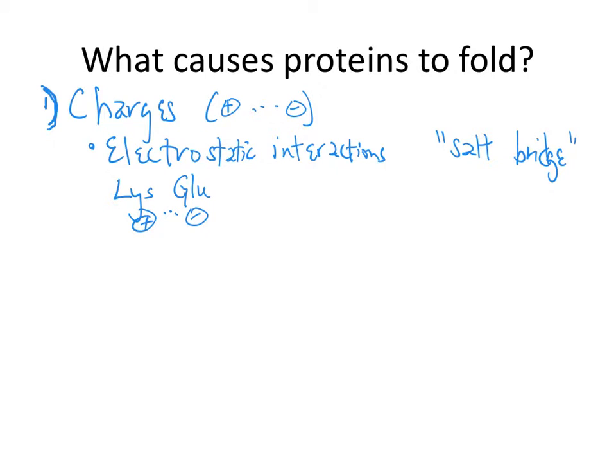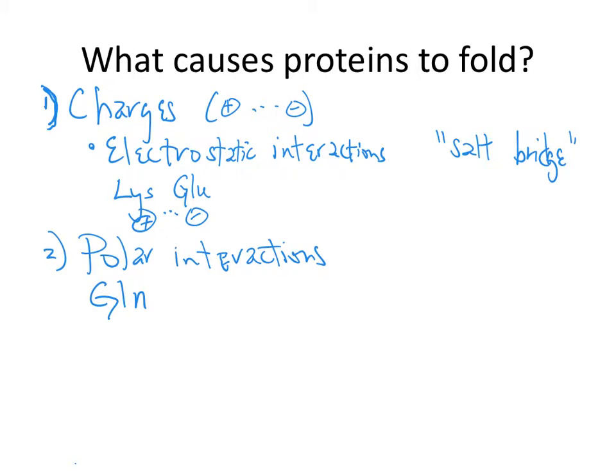Someone also mentioned, similar to charges, polarity. So we have polar interactions. Polar interactions can occur with anything that's a delta plus with a delta minus. Lots and lots of amino acids have varying degrees of polarity. One example would be glutamine, which has an amide. What's another polar amino acid? Serine. Glutamine is Q, and serine is S. That's one that's relatively easy.